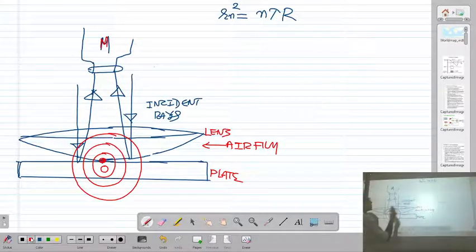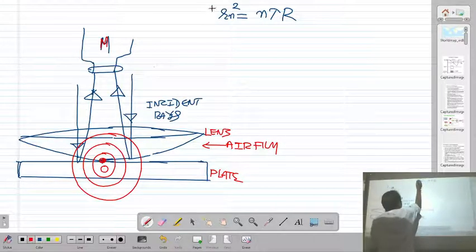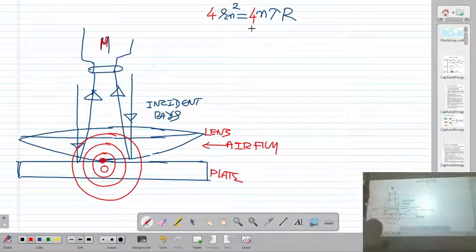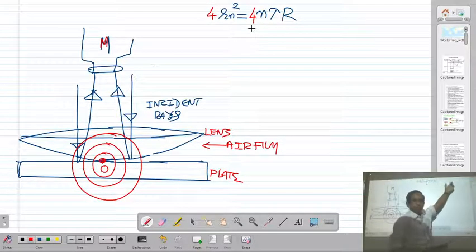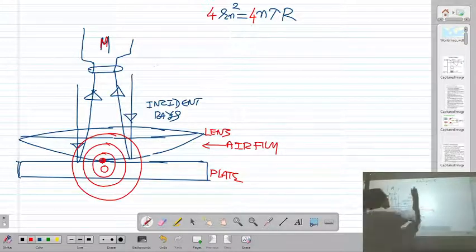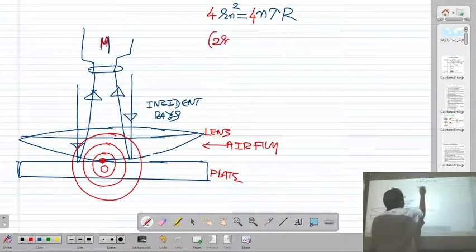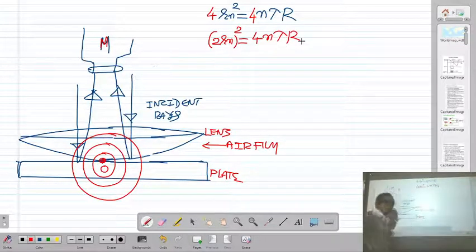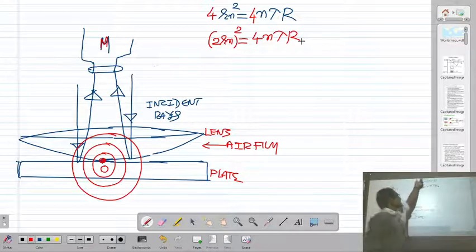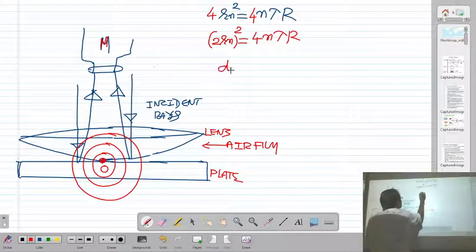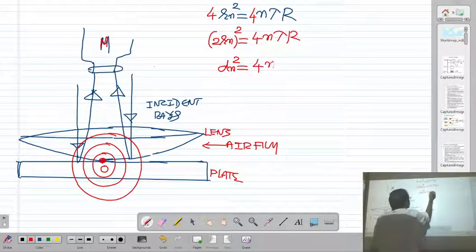Now if you multiply by 4 on both the sides, then 4Rn square is equal to 4n lambda r. What is 4Rn square? That is 2Rn whole square. So 2Rn square is equal to 4n lambda r, and 2Rn is the diameter of the ring, that is Dn square is equal to 4n lambda r.